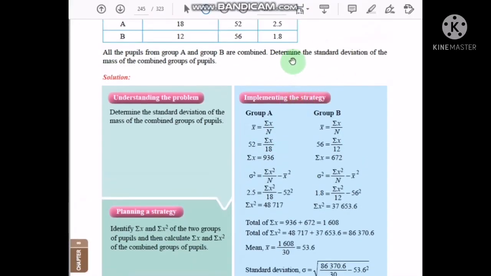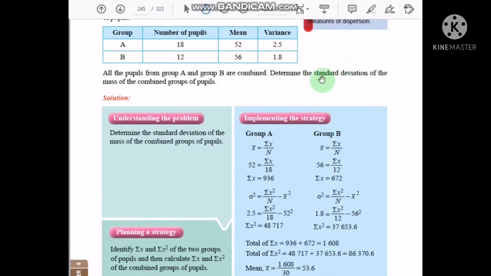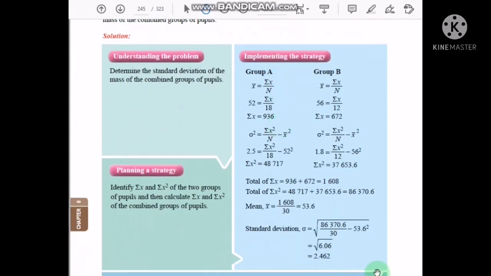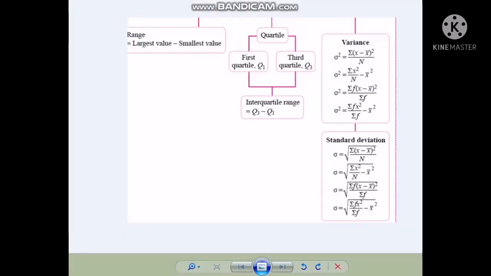Okay, class. Sorry, I explain again. The question asks you to determine the standard deviation of the mass of the combined group of people. So in order for you to find the standard deviation of the mass of the combined group A and B, what should you do? You need to do this one first.